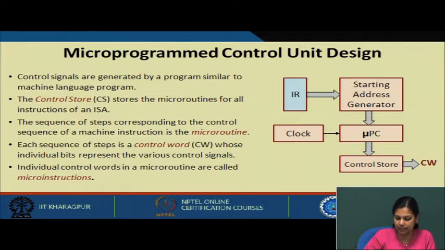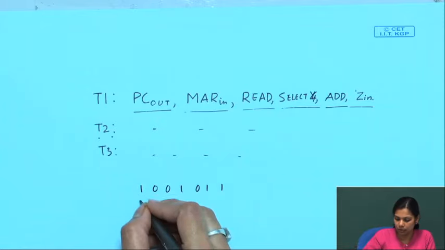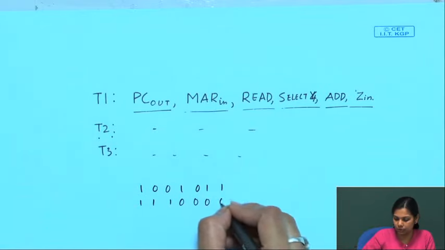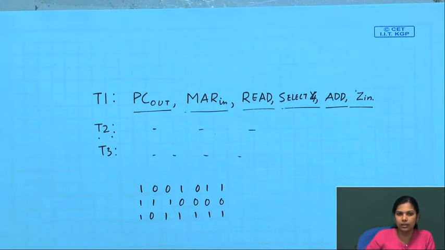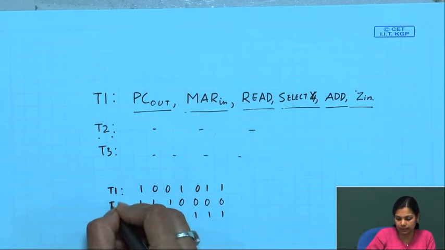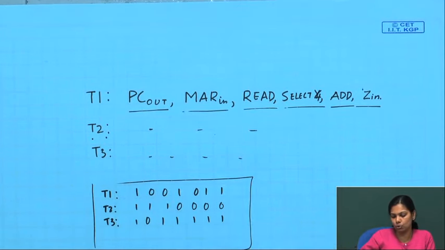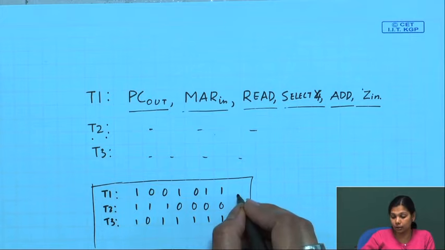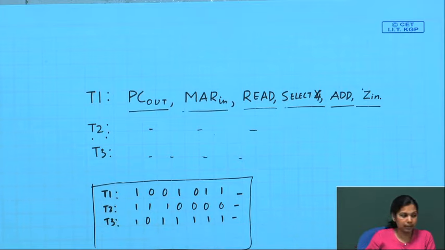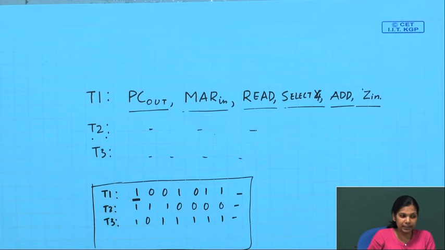Let us say this is a control word, 10010101110000010. Something like this we have. What we can say here is that, let us say this is step 1, this is step 2 and this is step 3. So, this is basically my control store. And what we are storing here? We are storing control words.